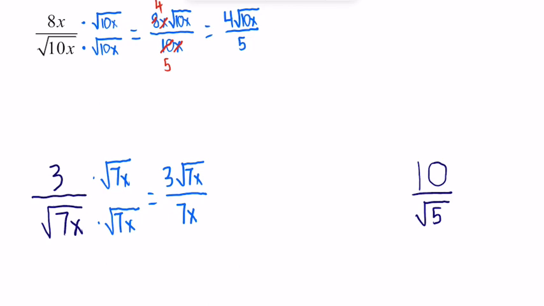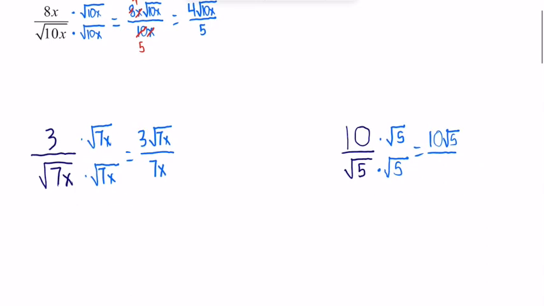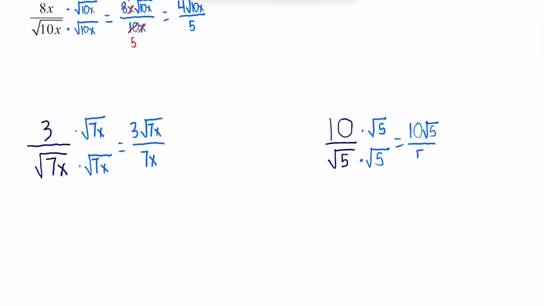For 10 over the square root of 5, the square root of 5 is what we want to get rid of, so that's what we multiply by the top and bottom of the fraction. In the numerator, we have 10 square root of 5. In the denominator, the square root of 5 times the square root of 5 is 5. In this case, the top is divisible by the bottom. So we divide 10 by 5, and our final answer for this one would be 2 square root of 5.